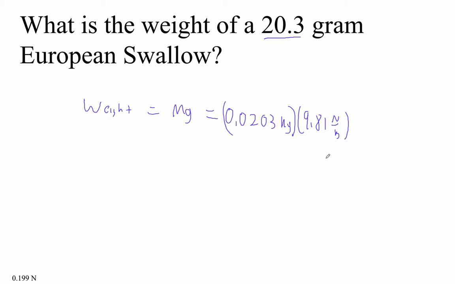0.0203 times that. By the way, I'm just dividing by 1,000, right? Times 9.81. Whoever did the whole thing, like move the decimal point over, really messed me up. Okay, so the weight of this poor guy is 0.199143 newtons. Of course, we only have 3 sig figs, right?